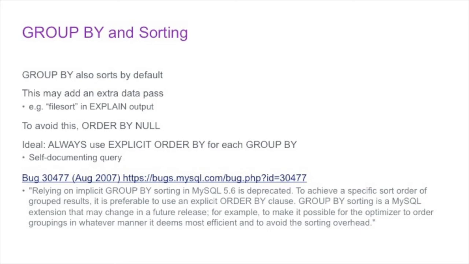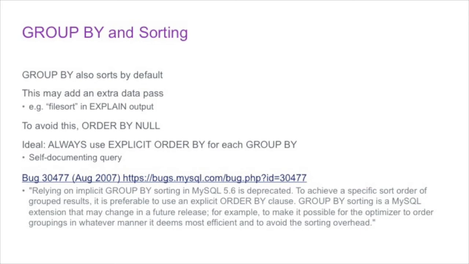So you might see in your explain output using filesort. And that is using the filesort algorithm to sort things. It has nothing to do with files. It's not necessarily bad, it's not writing to a file. It's just using the filesort algorithm and doing an extra pass to sort the data.